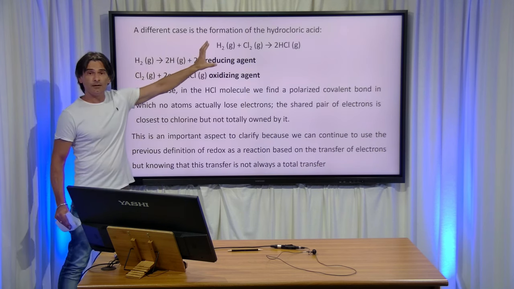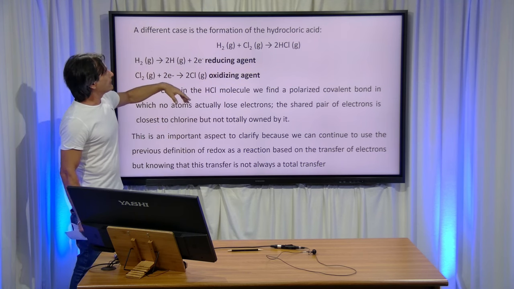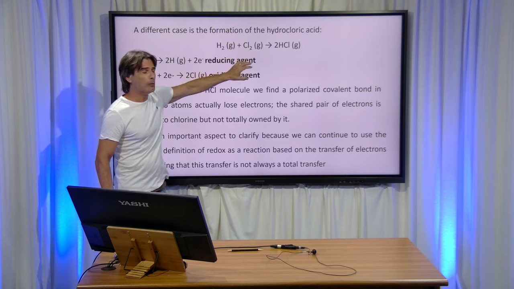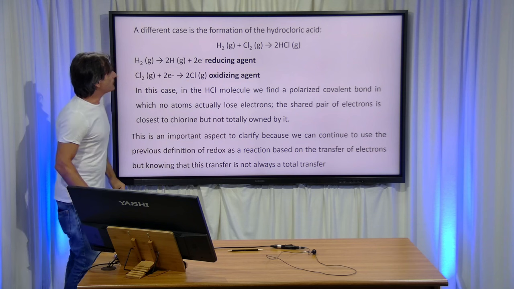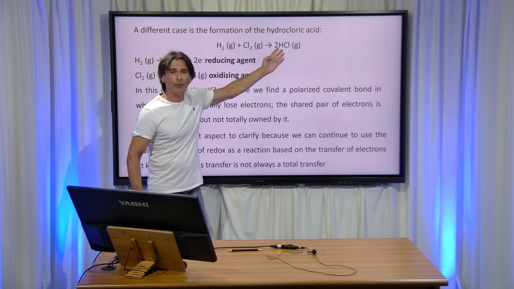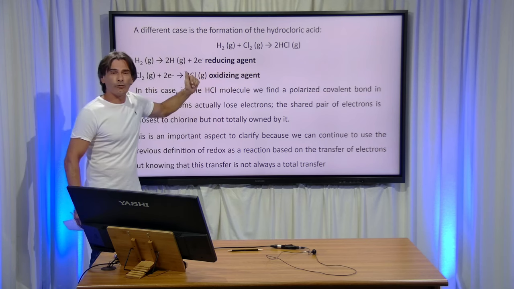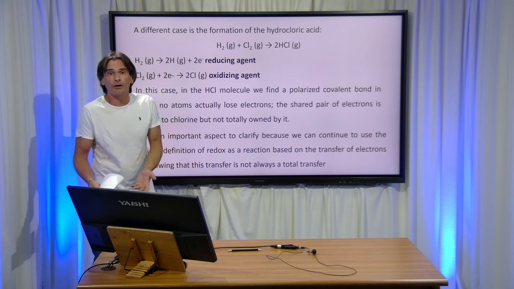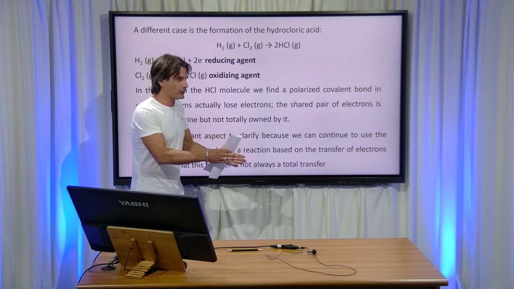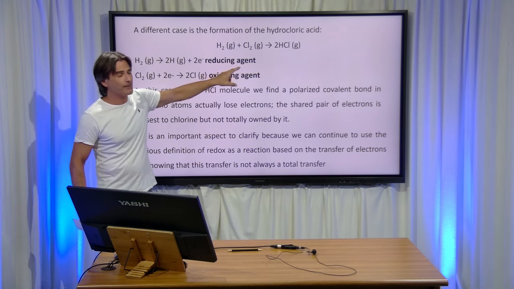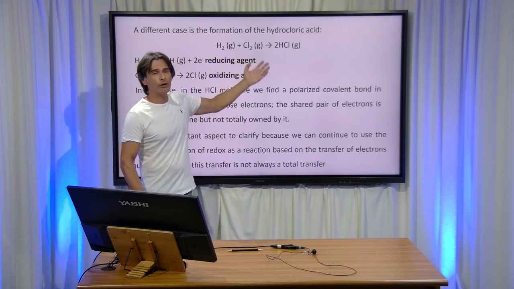Here we have a different case, because we are considering the formation of hydrochloric acid. So we also have chlorine, but in this case it is reacting with hydrogen and not sodium. And in this case, a covalent compound is forming. Okay? This is a molecule. Sodium chloride is not a molecule. It's an ionic compound, because of the very high difference in electronegativity between sodium and chlorine. Here, the difference in electronegativity between these two atoms is high, but not so high to obtain an ionic compound. So a molecule is formed.